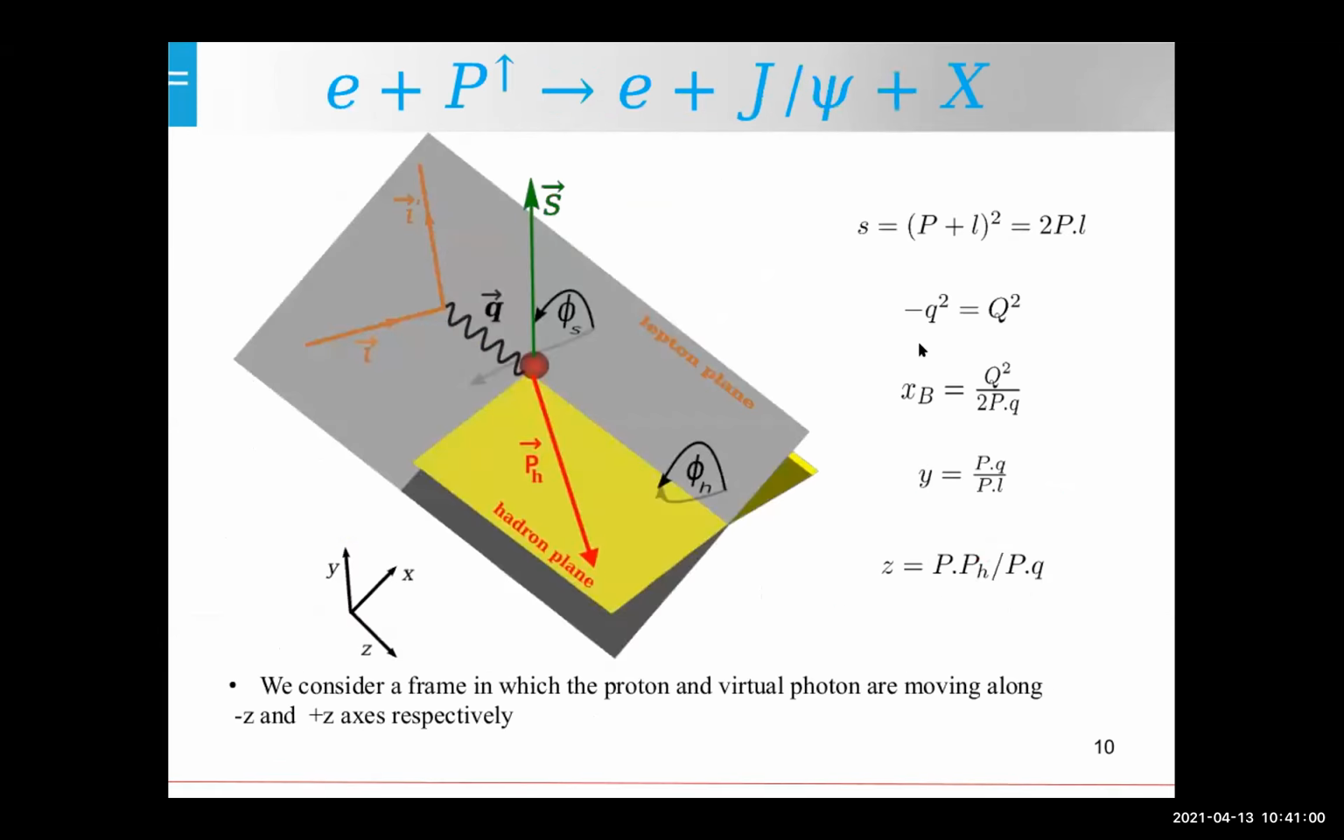Here, the standard kinematical variables for the SIDIS are shown. We consider the center-of-mass frame of the electron-proton system. In this diagram, phi_S is the azimuthal angle of the polarization of the proton, and phi_h is the azimuthal angle between the lepton and hadron plane.